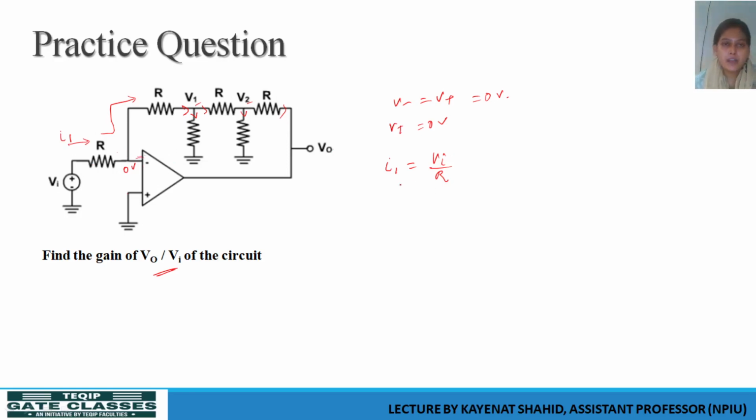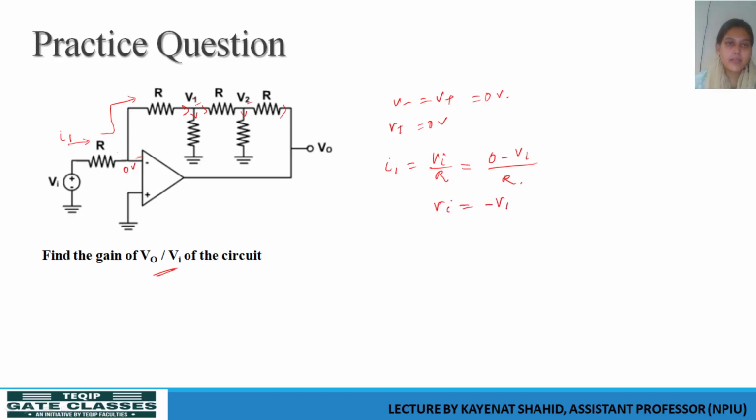Okay, next thing is, if we apply KCL at this terminal, so this is actually equal to the current that is flowing in this path, okay, which is nothing but 0 minus V1 by R. Okay, so we can have a relation, VI is nothing but minus V1. Or we can say V1 is nothing but minus VI.